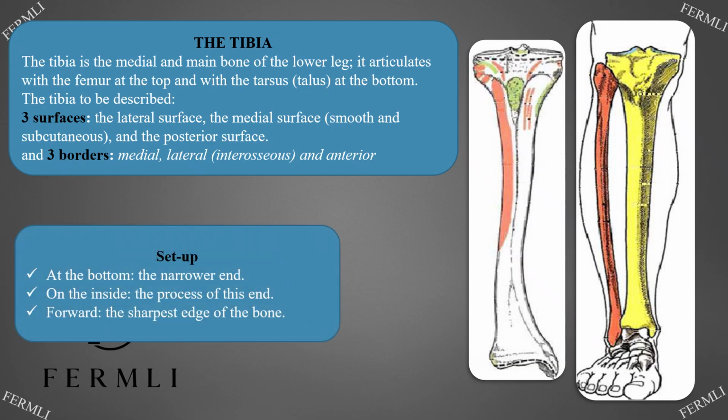At the bottom, the narrower end. On the inside, the process of this end. At the front, the sharpest edge of the bone.